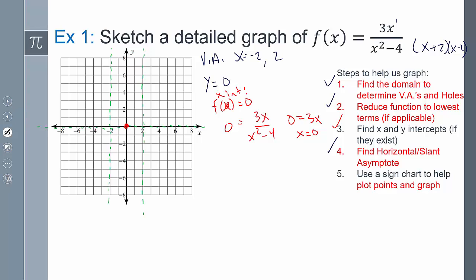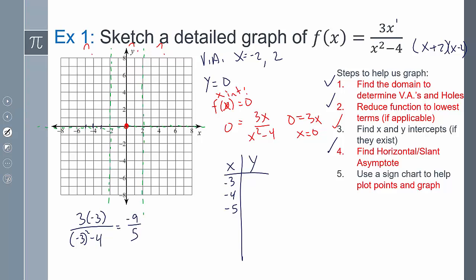So now what I just need to do is plot points. I don't know what's happening in these regions of my graph. If we create an x and y table, you can plot as many points as you need. So what about negative 3, negative 4, negative 5? You just need to plug them into your function to find what that is going to be. So negative 3, that's negative 9 over 5.